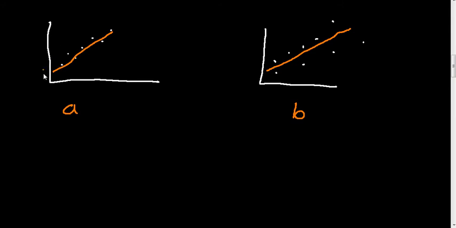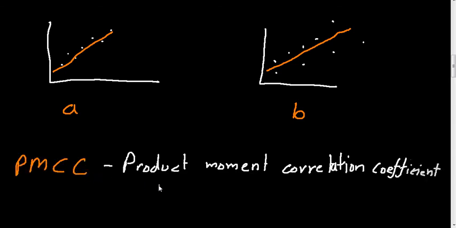So the strength of the correlation needs to be expressed using some value. That value is basically called the PMCC, which stands for the product moment correlation coefficient.